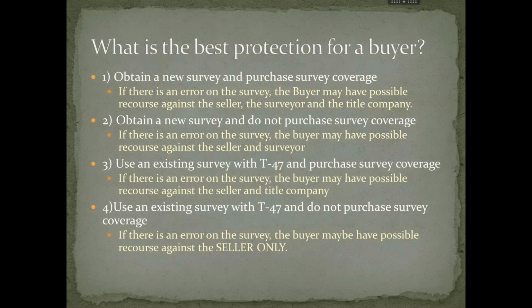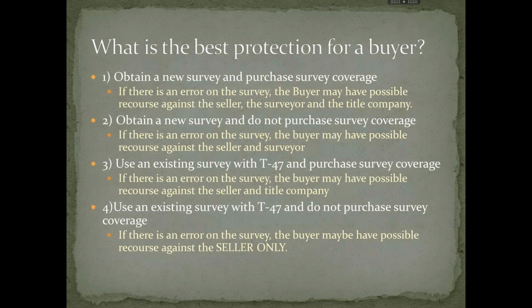That, they'd probably be more lucky with the surveyor than the seller, but nonetheless. Third best option is to use an existing survey with the T47 and you purchase survey coverage, right? That way, if there's an error on the survey, they can come after the seller and the title company. But because it's not a brand new survey, because again, surveys are made for the person that they're originally drawn for, right? So if you're using an existing survey, you can't go back to the surveyor because they didn't draw that survey for us.